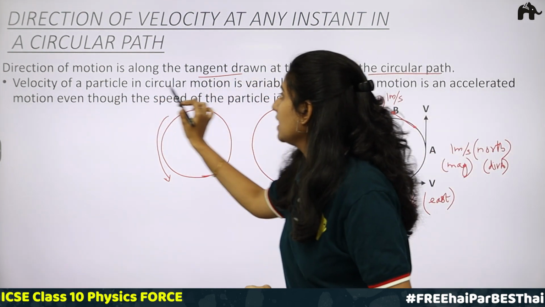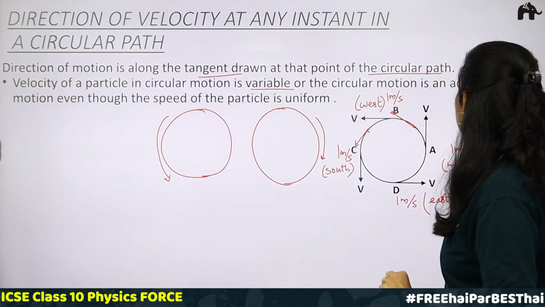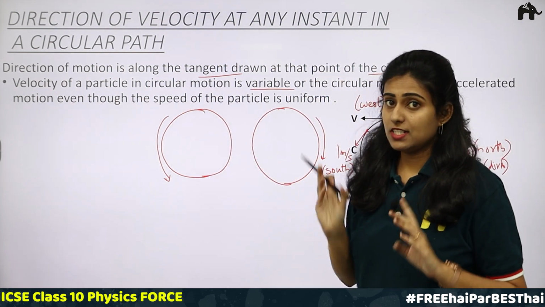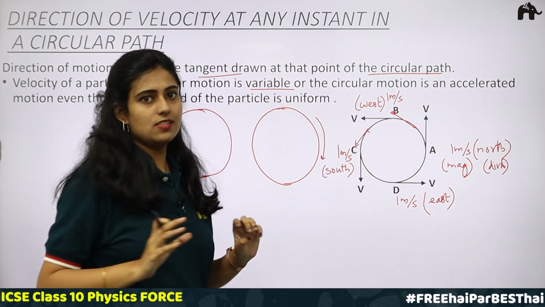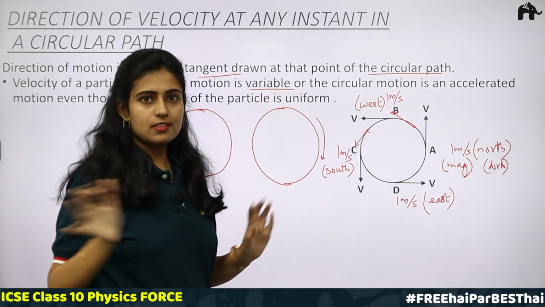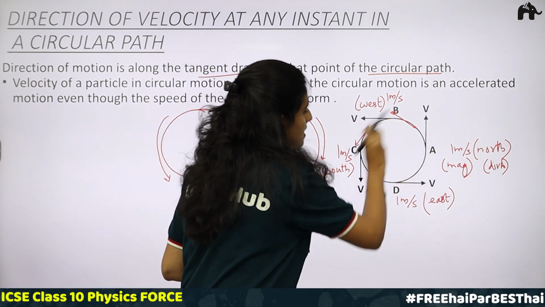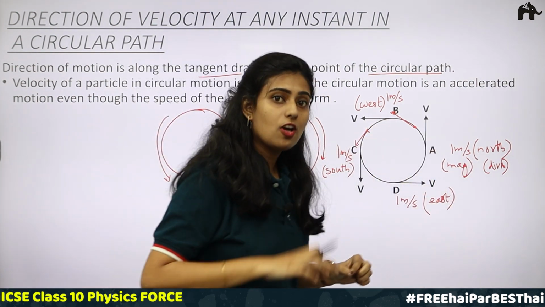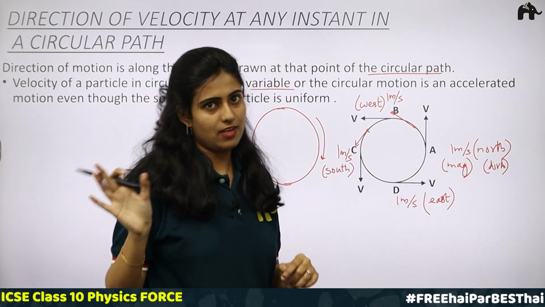And the velocity of a particle in circular motion is variable, non-uniform. Or the circular motion is an accelerated motion even though the speed of the particle is uniform. If it is asked in the question why velocity is variable or non-uniform even though speed is uniform, what is the reason? Velocity depends on direction. At different points on the circle, the direction will be different. Therefore, even though speed is the same, since velocity depends on direction, there is non-uniform or variable velocity.